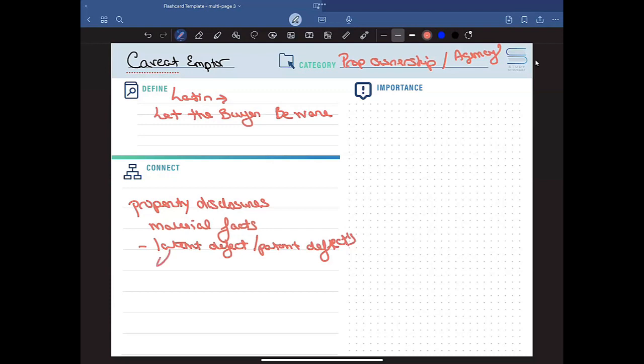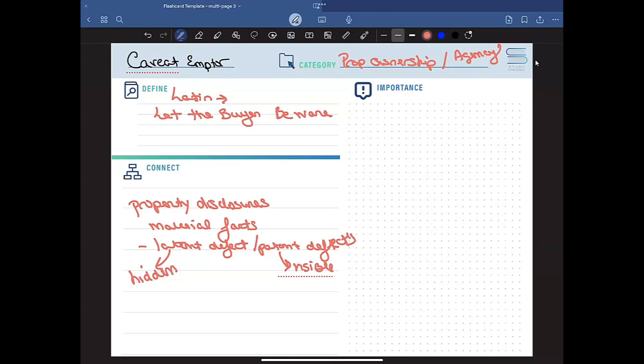Latent is hidden, and patent is visible. The silly way I remember this: do you remember being a little girl, and whether you got dressed up for a wedding or Easter Sunday, you'd have those shiny little fake leather shoes and you'd want to show them off. Those are called patent leather.